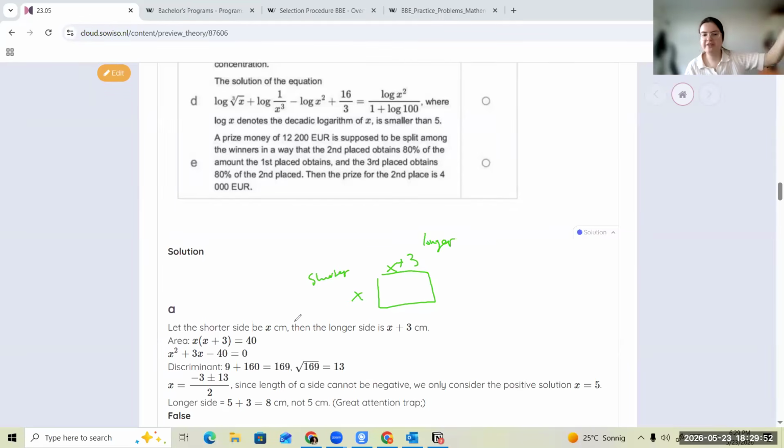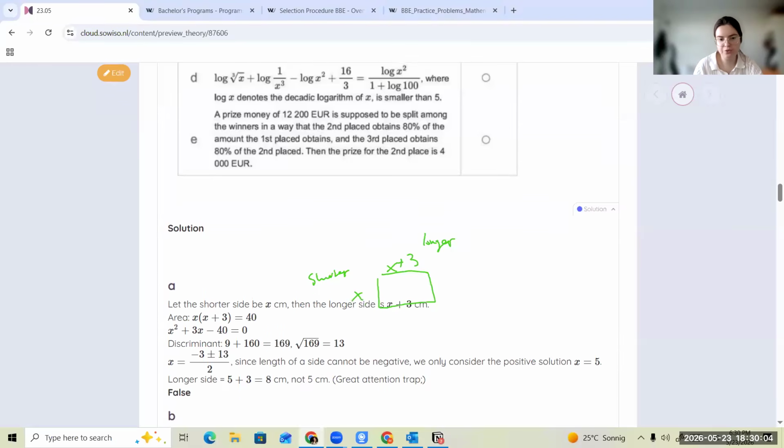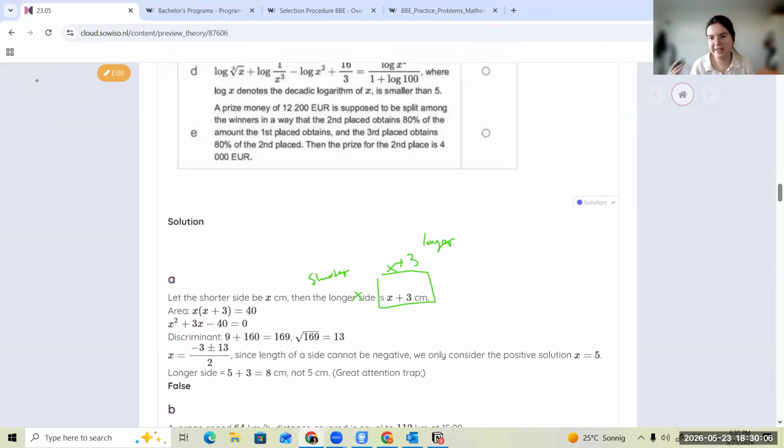The area you get by multiplying the side by the side. And then you get the parabola, then you can get the discriminant, you move everything to one side, get the roots. And then you get a negative and a positive root. Of course, you pick the positive root because the length of a side cannot be negative. So the short side is 5 and the long side is 8, because the long side is 5 plus 3, because x is 5.